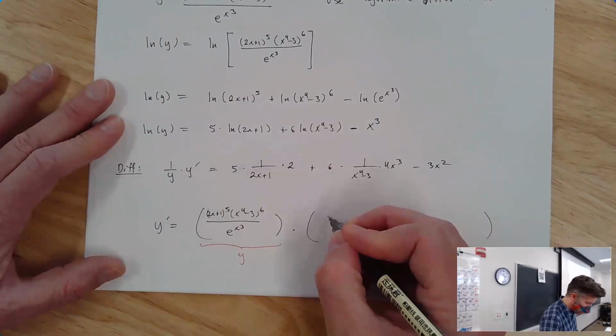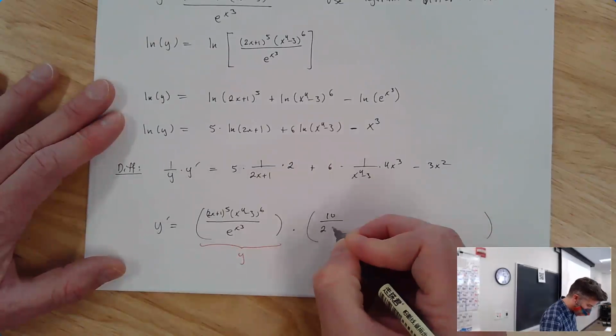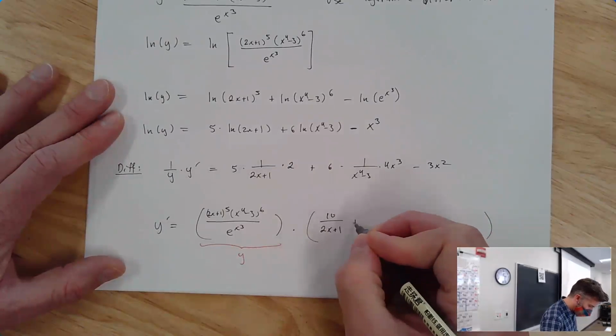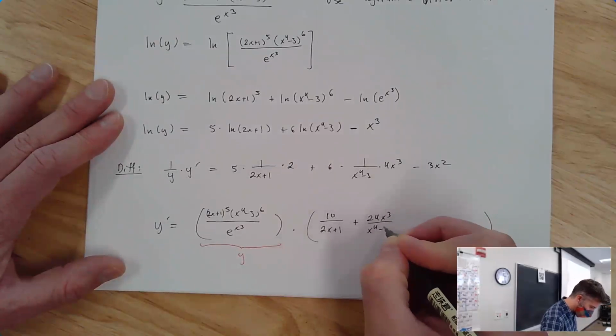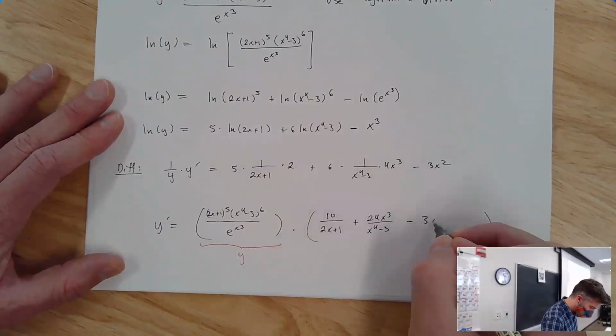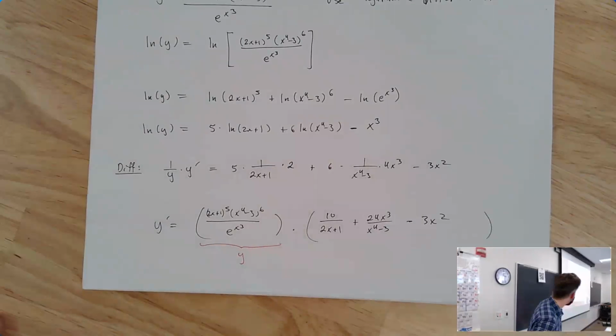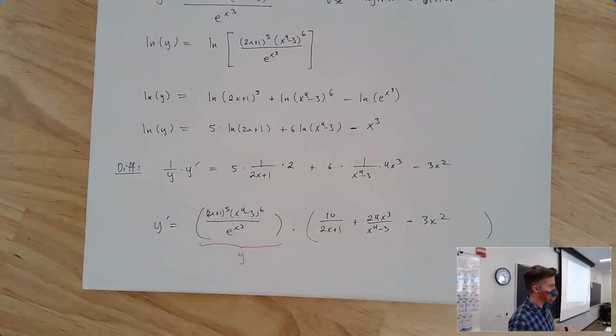I'm going to simplify it slightly. I've got 10 over 2x plus 1. I've got 24x cubed over x to the 4th minus 3. And I've got a minus 3x squared. Not necessary to find the derivative here, but probably makes it easier. Again, I'm a little divided on whether I think it's actually really easier, but it's probably not any harder anyway. How about that?